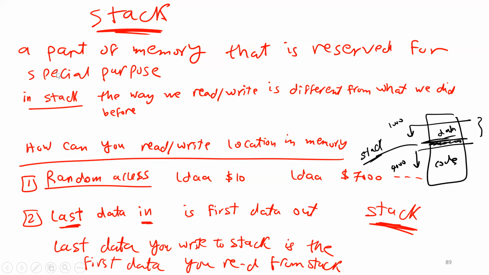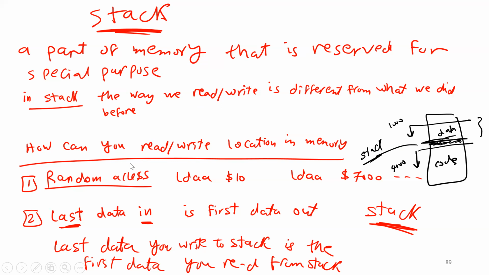So now you are going to take a part of the memory. That means a stack is just a bunch of bytes. It's memory, but it's going to be used in a special way. What do I mean by special way? That's what I'm going to explain. Here in stack, the way we are going to read or write these bytes is different, because stack is memory, right? Memory means bytes, means you can read or write. You still can read or write. However, the way we are going to read or write is going to be different from what we did before.